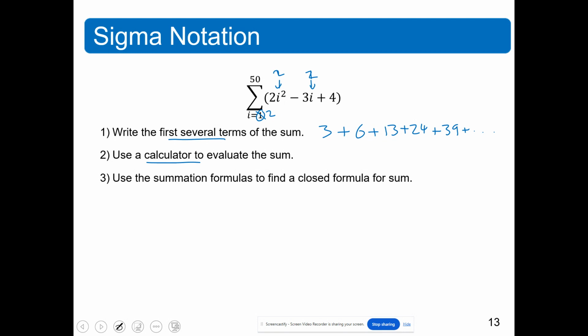You would use your graphing calculator to evaluate this complete sum. That turns out to be 82,225. Just plug it into the calculator. I think it's math 10.